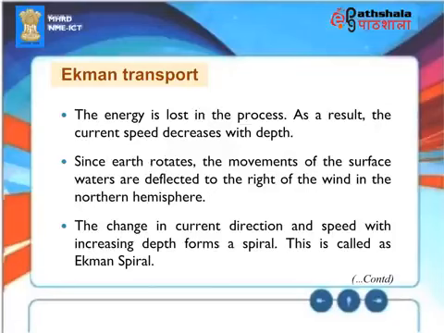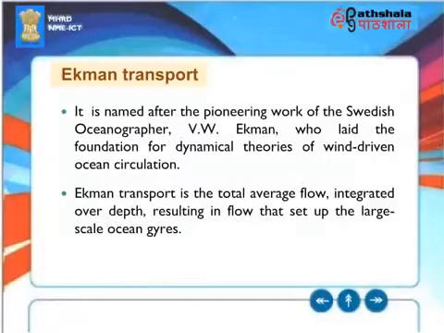Since Earth rotates, the movements of the surface waters are deflected to the right of the wind in the northern hemisphere. The change in current direction and speed with increasing depth forms a spiral. This is called the Ekman Spiral. It is named after the pioneering work of the Swedish oceanographer W. Ekman, who laid the foundation for dynamical theories of wind-driven ocean circulation. Ekman transport is the total average flow integrated over depth, resulting in flow that set up the large-scale ocean gyres.